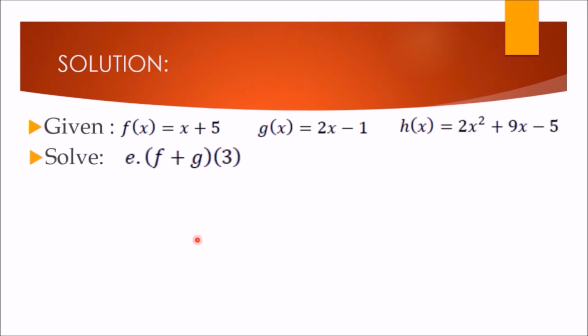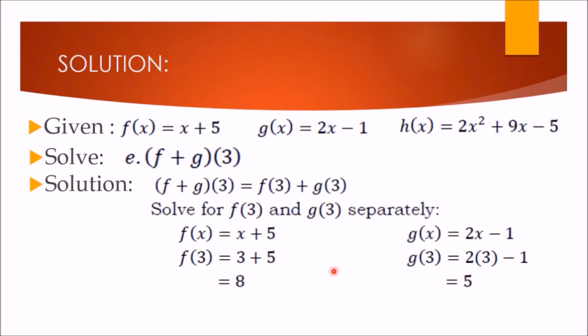Okay, let's have letter E. Let's specifically solve for the value of the resulting function when x is 3. This way, you can solve separately f of 3 and g of 3. That is, you substitute 3 into the function f and 3 into the function g of x. Instead of x plus 5 in your function f of x, you'll have 3 plus 5, which gives you 8.